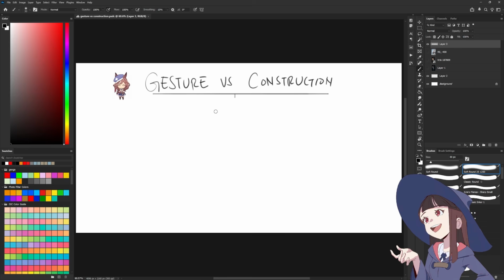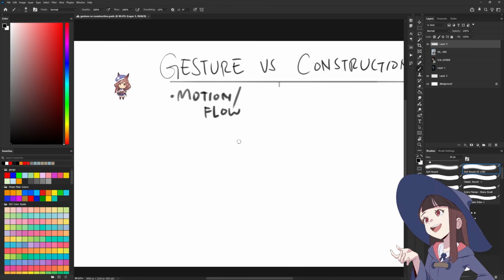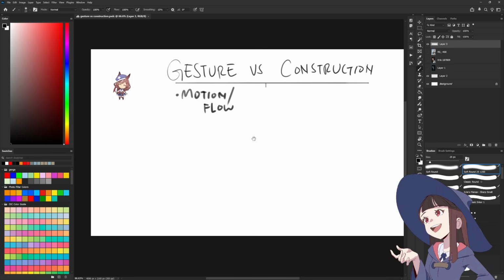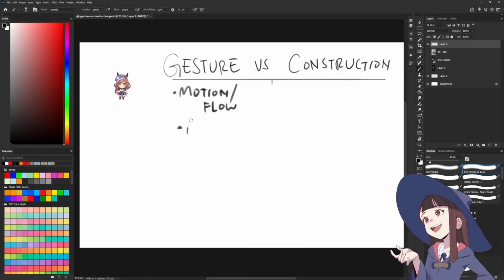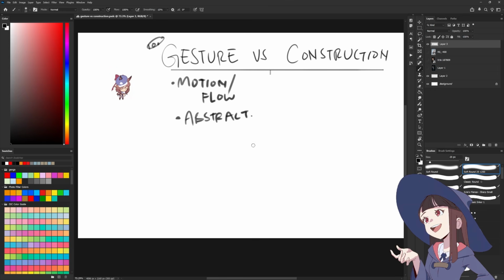So gesture and construction, what are the two of them? Gesture, we'll talk about first, because this is one of the first things that people learn when they're like, oh, I want to get into drawing people or something like that. They want to learn gesture. So what is gesture? Gesture is going to be mainly about the motion slash flow. We want to draw the figure, keeping in mind the motion of the figure, the flow of energy within the body, but also it's very abstract. If you're focusing on 100% gesture, it's going to be super abstract.